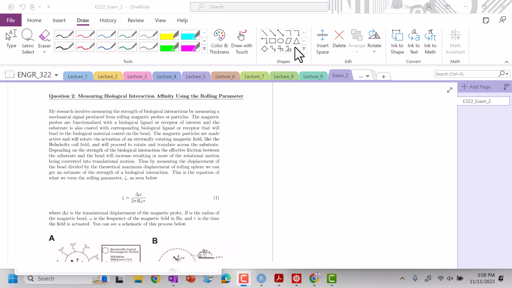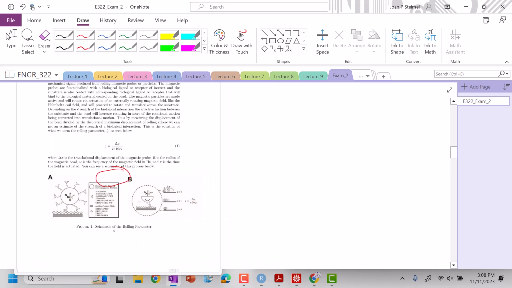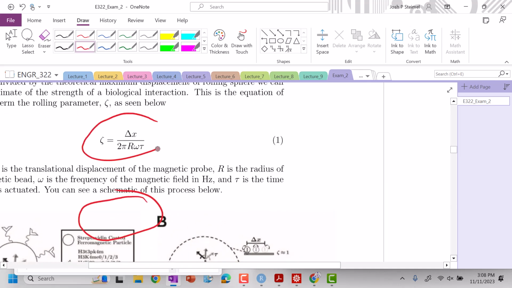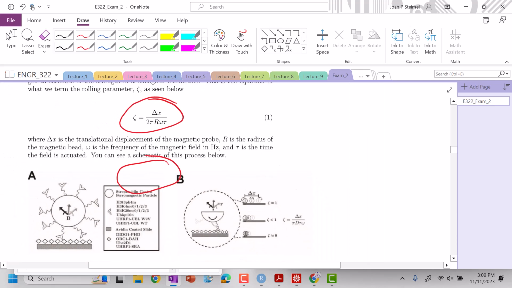All right, everyone, we are on our second problem for our exam two. So we're told a lot of things here. We have our fundamental equation, eta, right here. There we go. So this is our fundamental equation. It's a function of these parameters here.